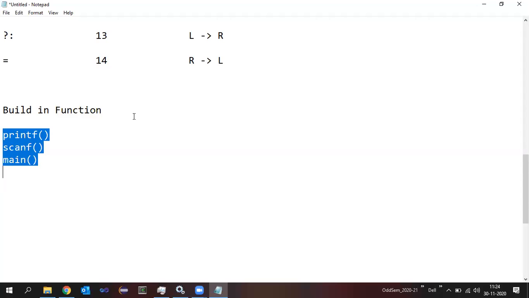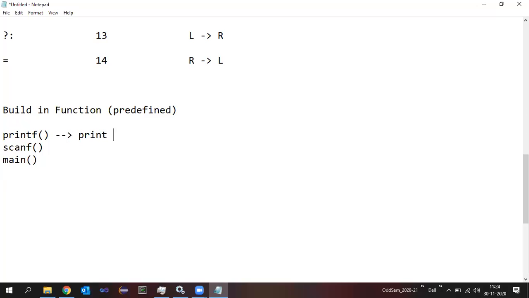So all these are predefined or built-in. We call them predefined. Predefined means these functions are already there in the compiler. They do certain tasks. Printf prints on the monitor. In the same way, scanf reads from the keyboard, right? Then what is main? Main is the start of program execution.